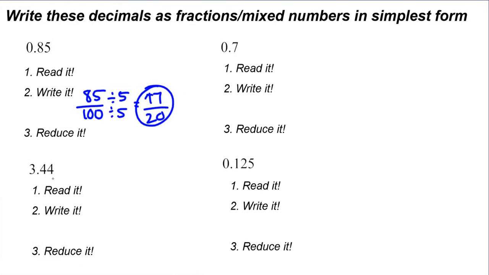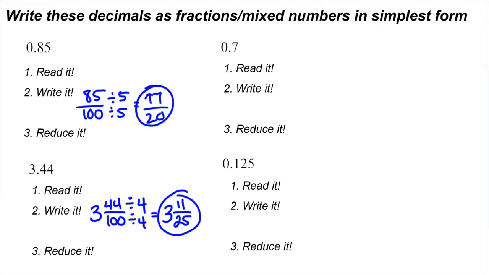Next one here, we're going to have a mixed number. This is 3.44, but if we read it correctly, it's 3 and 44 hundredths. So that's what we would write, 3 and 44/100. And then to simplify this fraction to its simplest form, these are both divisible by 4, and we would get 3 and 11/25, and there is our answer in simplest form as a mixed number, 3 and 11/25.